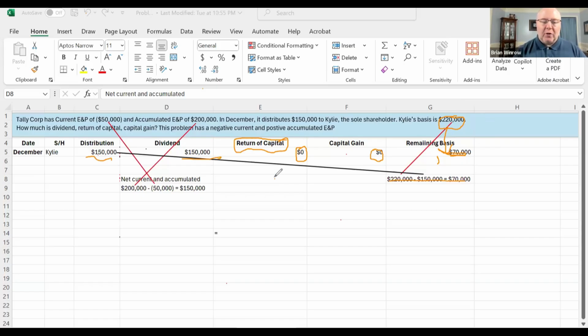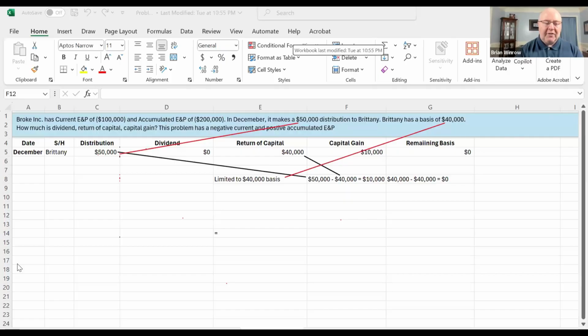So what we're going to have total is a distribution of 150,000. We're going to have that as a dividend. It'll be taxed at 0, 15, or 20. It doesn't harm our basis because it wasn't a return of capital. Our basis is going to remain unchanged at $220,000, and we've solved this one. All right, let's look at one more. One more, y'all. And we will then end this recording with that final one.